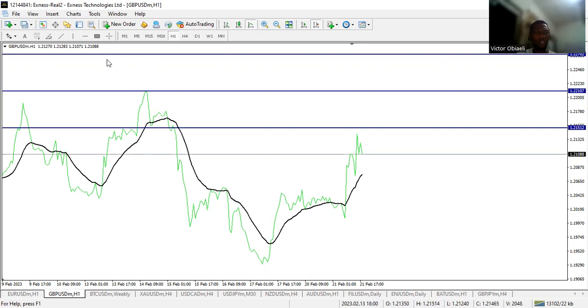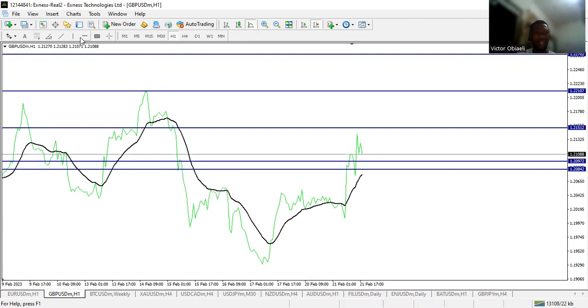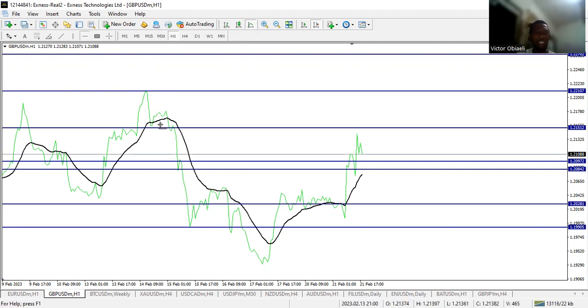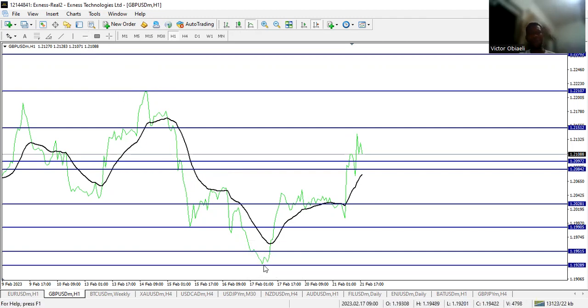Now, in order for us not to have clusters of support and resistance lines on our chart in our trading platform, we want to make our chart look simple and neat. So what we are going to do is very simple. We are going to select which ones are important. Now, in support and resistance, I showed us how to select the key support and resistance levels.